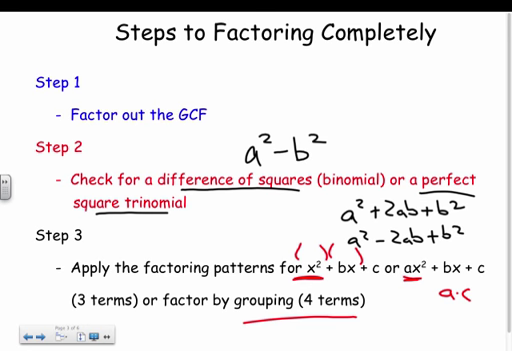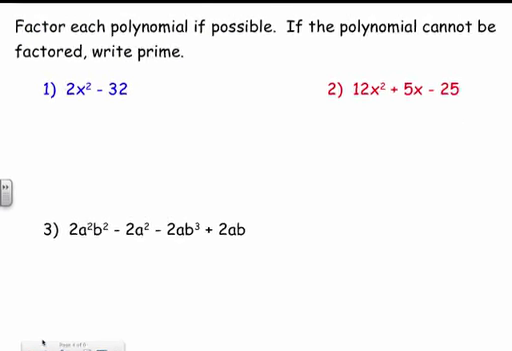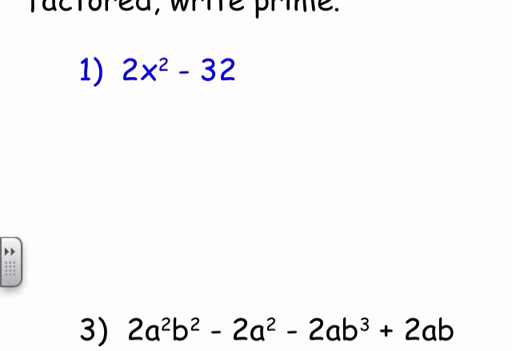Factor something out, check for a difference of squares or perfect square trinomial, see if it's a quadratic to factor. Those are the different rules. So let's try some here. Factor if possible. If the polynomial cannot be factored, write prime.